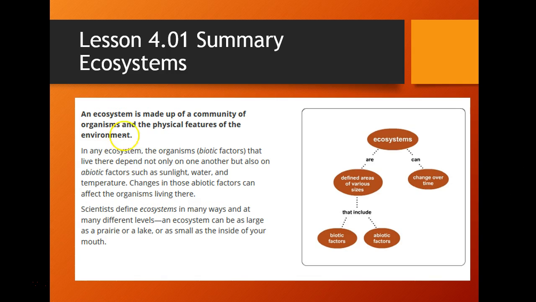So here's a summary of what we went over in this lesson. The organisms, which are the biotic factors, depend on one another, but they also depend on their abiotic factors as well, like sunlight, water, and temperature. Changes in any of those abiotic factors can really affect the organisms there either positively or negatively. Remember that scientists define ecosystems in many different ways. It can be really large or it can be really small, and there isn't a specific method that all scientists use in order to define the boundaries of ecosystems.